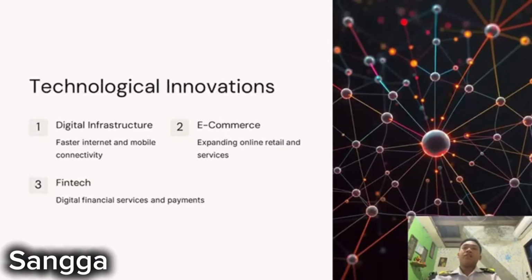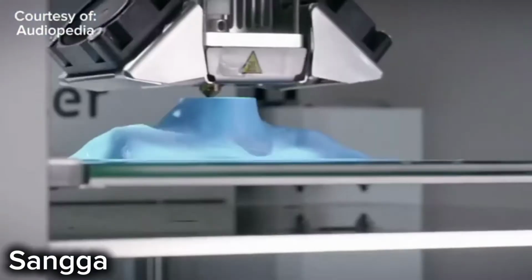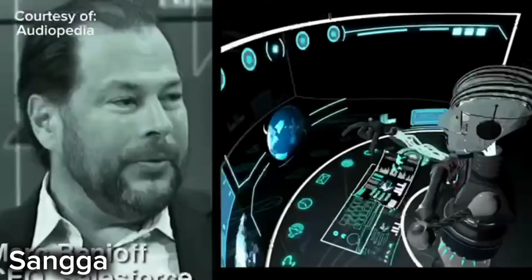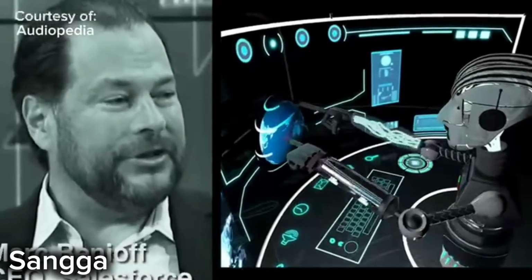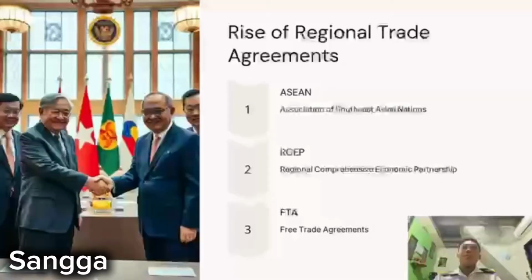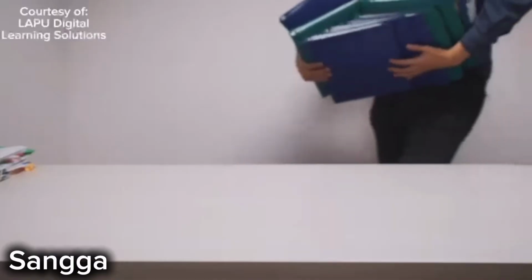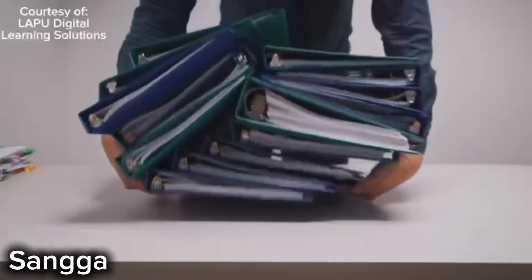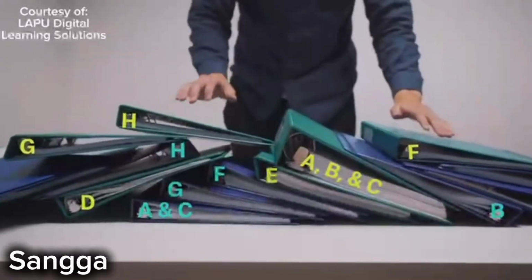Four is technological innovation: digital infrastructure, e-commerce, and fintech. Five is rise of regional trade agreements, such as ASEAN, RCEP, and FTA.